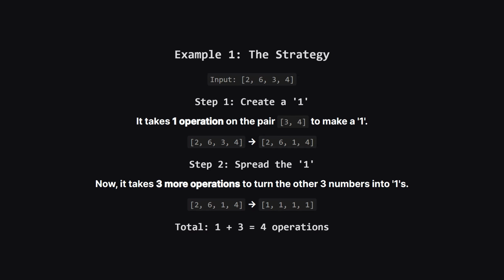Step 1 is done. Now for step 2, we spread that 1. Since the GCD of 1 and any other number is always 1, we can just use our new one to infect all its neighbors. There are 3 other numbers, so that will take 3 more operations. So 1 operation to create the 1, plus 3 operations to spread it, gives us a total of 4.